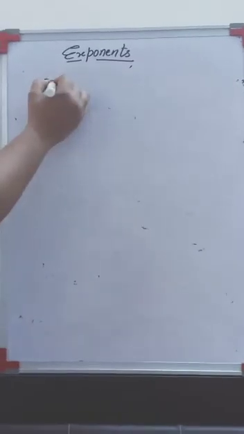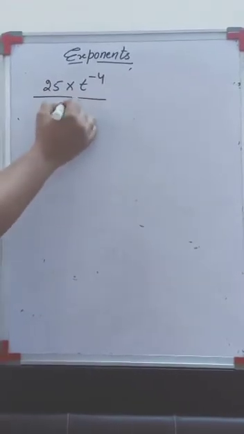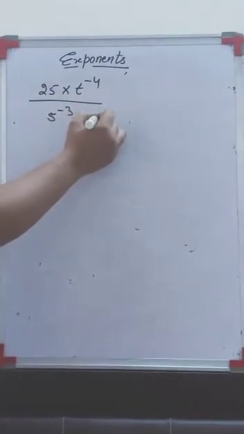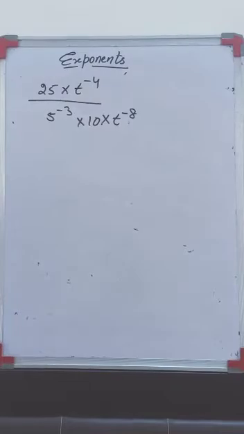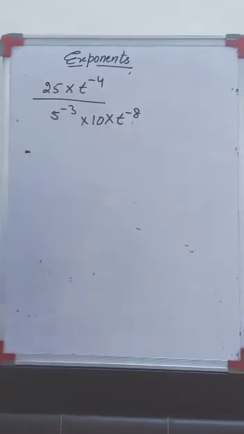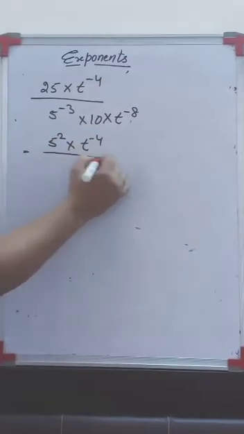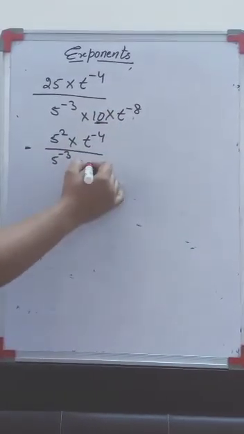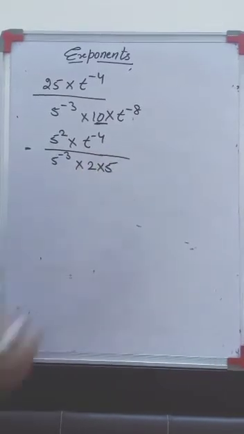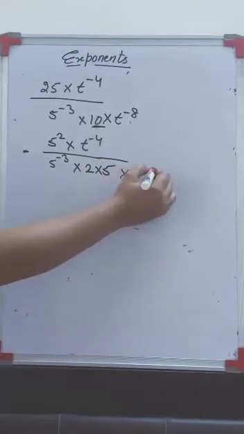Now for example, I am solving a question over here. This is 25 into p raised to power minus 4 divided by 5 raised to power minus 3 into 10 into p raised to power minus 8. This is the question I need to solve. So over here, first what will we do? 25 is 5 square into p raised to power minus 4, 5 raised to power minus 3 into, okay, this is what? Can I write it? 10 can be written as 2 into 5, right? And again t raised to power minus 8.